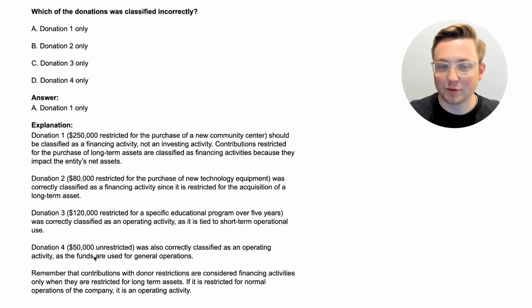And then the easiest one right here, donation for $50,000 unrestricted. Clearly, it's for general operations. It's going to be used for operating activities. So they did it incorrectly. They should have classified this one as a financing activity, not as an investing activity. Donation 1 should have been that. Let's go to the next question.